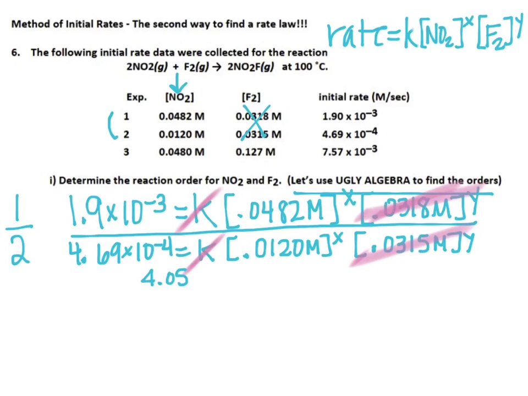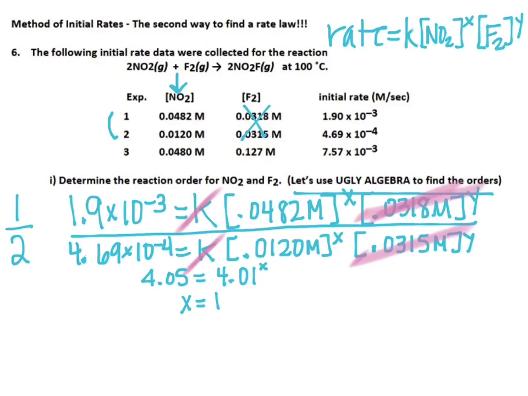4.05? All right, and that is equal to, now divide 0.0482 divided by 0.0120. 4.01 to the X power. So what is X? 1.